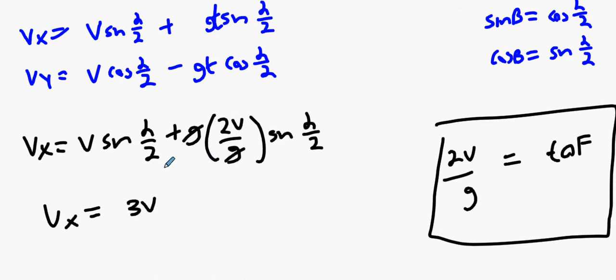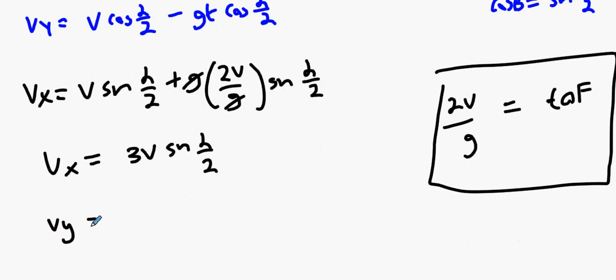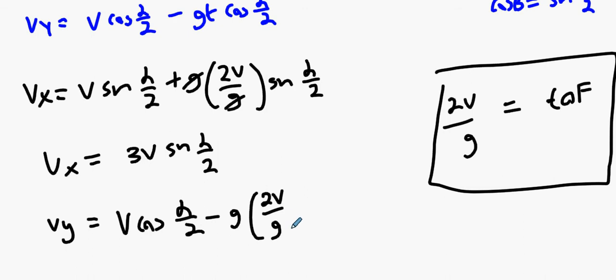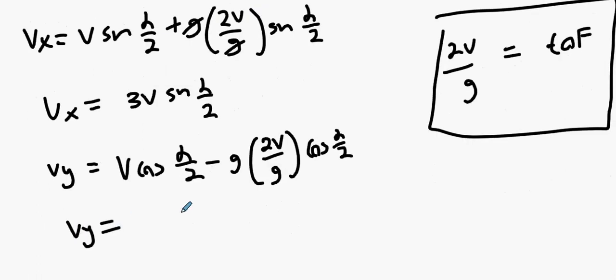So that's 2v sine alpha over 2, so I think I'm going to get 3v sine alpha over 2. Alright, and then we're going to get Vy, which is v cos alpha over 2 minus gt, so once again minus g, and t is 2v over g cos alpha over 2. Now Vy is usually negative, so Vy is minus v cos alpha over 2.